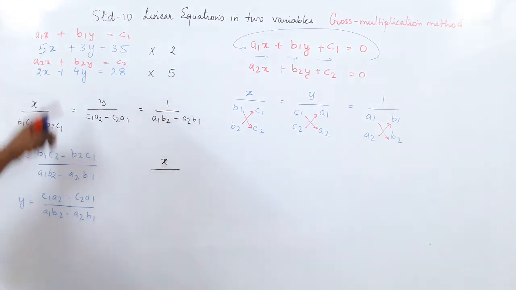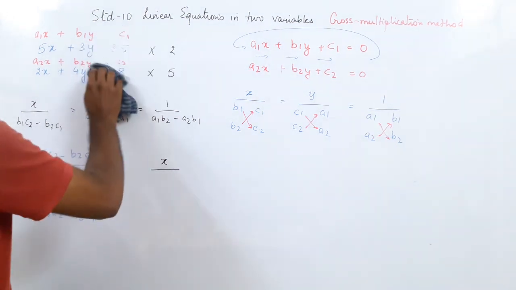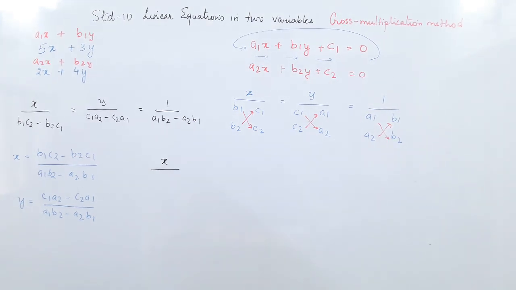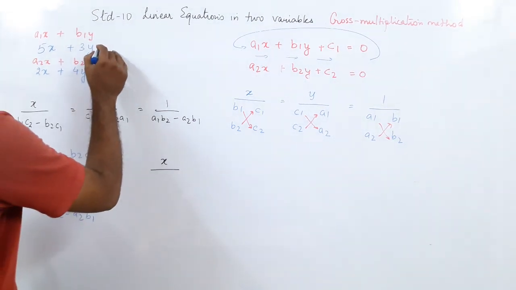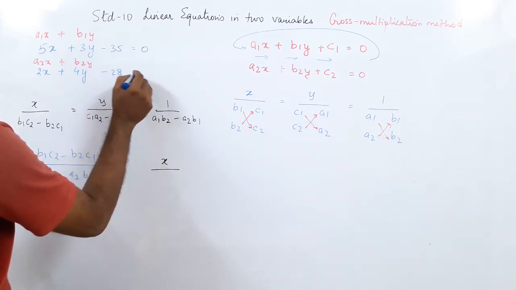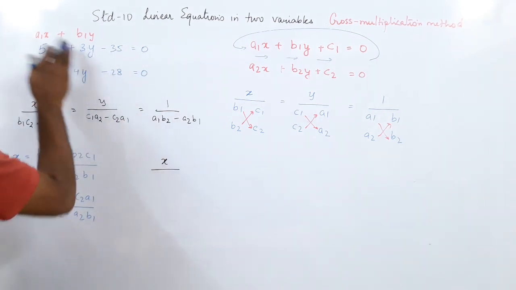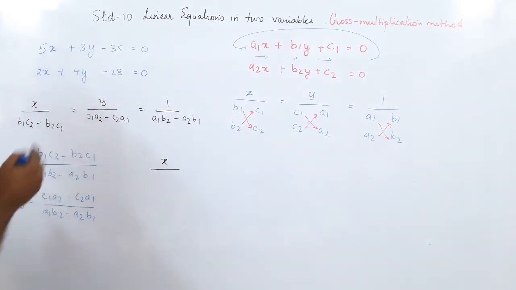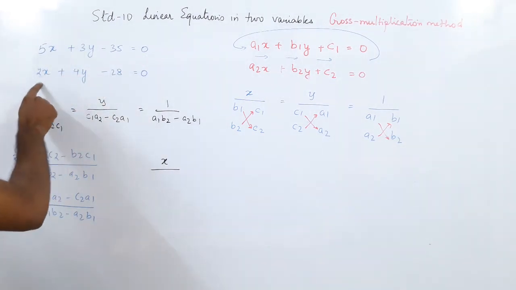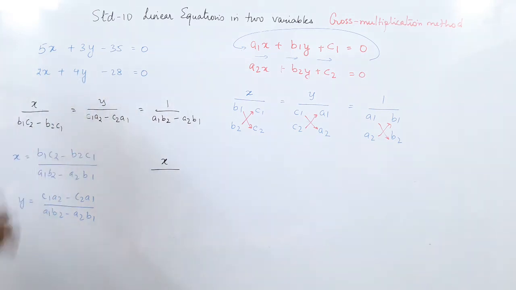X upon, I will write. So first I will write this in the standard form. Okay. Now I am going to do the same sum with this method. Minus 35 equal to 0. Minus 28 equal to 0. So now I don't need this. This equation I have changed. We had 5x plus 3y equal to 35, so I got minus 35. 2x plus 4y equal to 28, so it's minus 28.